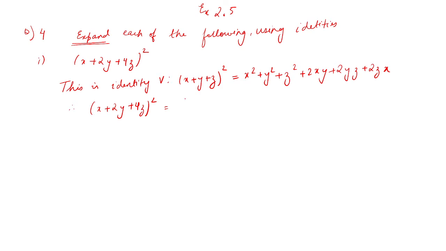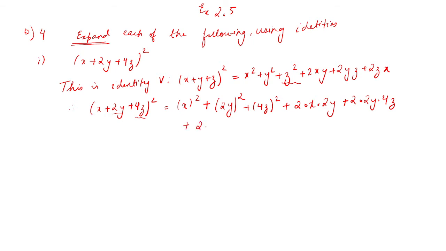What is x square going to be in the case of this? x square. What is y square going to be? It's going to be (2y) the whole thing square. Now what is z square going to be for this case? It is going to be (4z) the whole thing square, plus 2 into x, x itself, into what is y in our case? It is 2y. So you keep on substituting. 2, what is y in the case of this given equation? 2y, and z is 4z. Okay, so you just substitute this, and this is also 2z. What is z in the case of this? 4z. And what is our x? x itself.